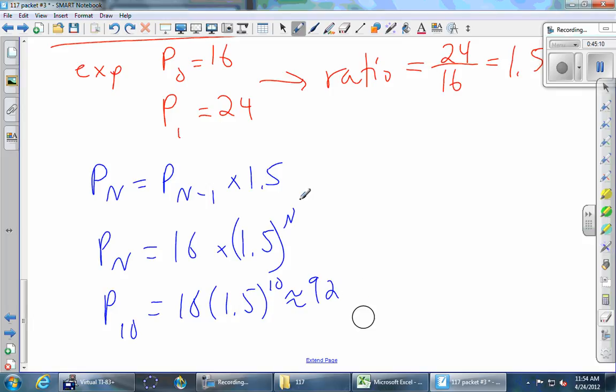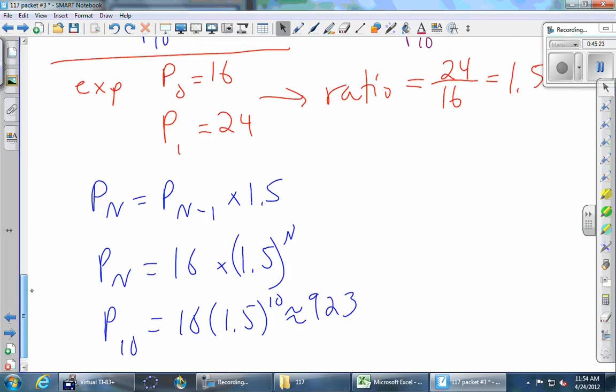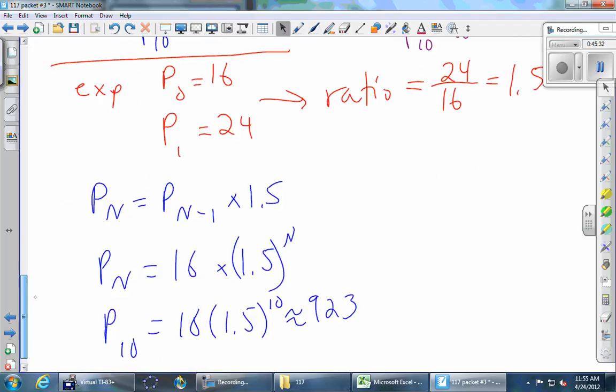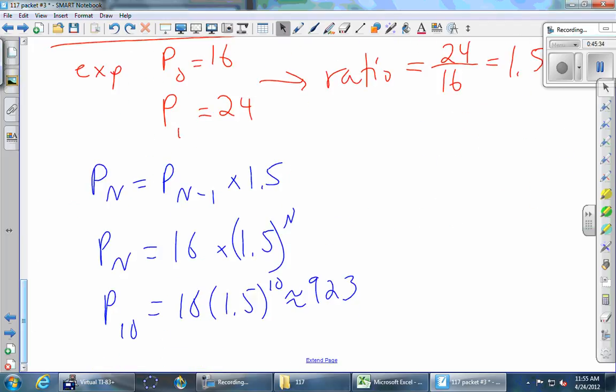So I'll say 923. On the test, I'll be very clear about where I want you to round it. So around 923 is good. And you can see the difference between linear and exponential. What did we have after 10 years? Let's say these are rabbits. We had 96 rabbits if it kept growing by the same amount every year. But if it keeps multiplying by the same amount every year, we have 923. Big, big difference.